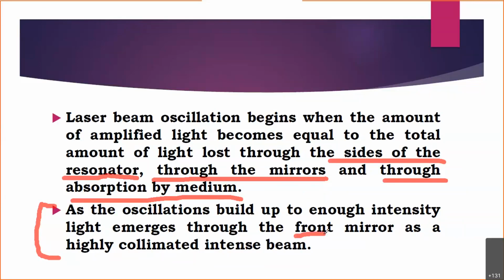Now, which one is this front mirror? The front mirror is the one which has 90 to 95% reflectivity, which we discussed in the optical resonator diagram. So the mirror which has 90 to 95% reflectivity, we consider as the front mirror, or simply the mirror from which we are taking out the output. And if the intensity is built up largely, then we get a highly collimated, intense beam of laser light coming out from the optical resonator.